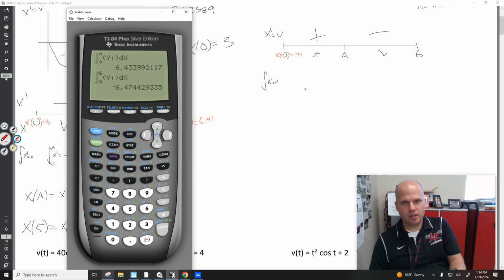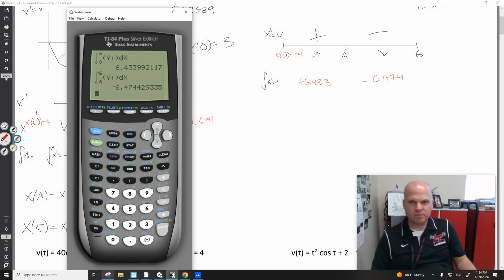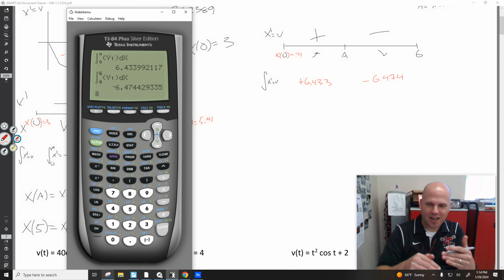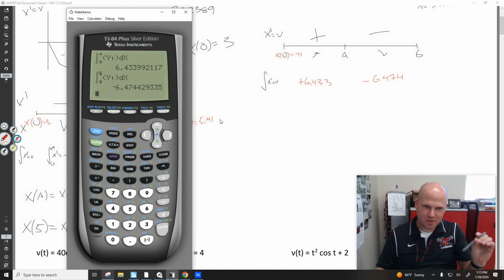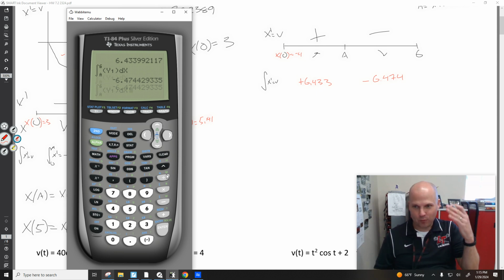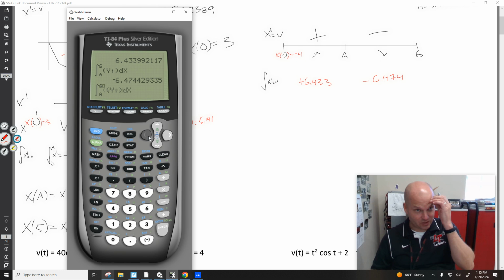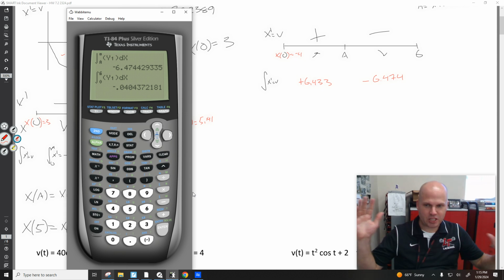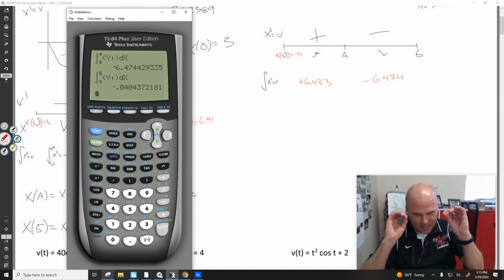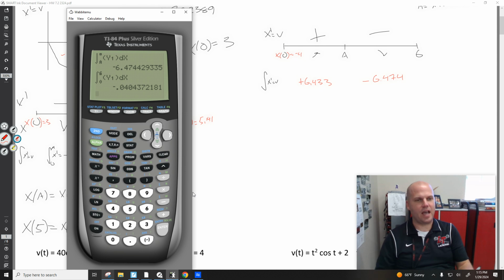Oh, that's crazy. I'm going to go to the right 6.433, but then I'm going to go to the left 6.474. So I end up barely to the left of where I started. Watch what happens. If I go 0 to 6, I'm going to get a barely negative number. That means my displacement over the time interval is just a little bit to the left. It's like I pretty much end up where I started.